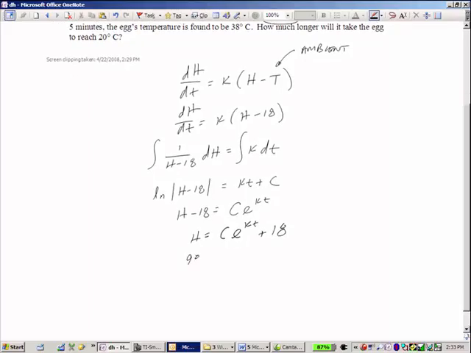So we know that 98 equals C e to the k times 0 plus 18. E to the 0 is 1, so C plus 18 equals 98, or C equals 80. That's important. In this case, C is not your initial condition. It contributes to what the initial condition is, but the equation is H is equal to 80 e to the kt plus 18. And I think I need to do a little bit more work to find out what k is.